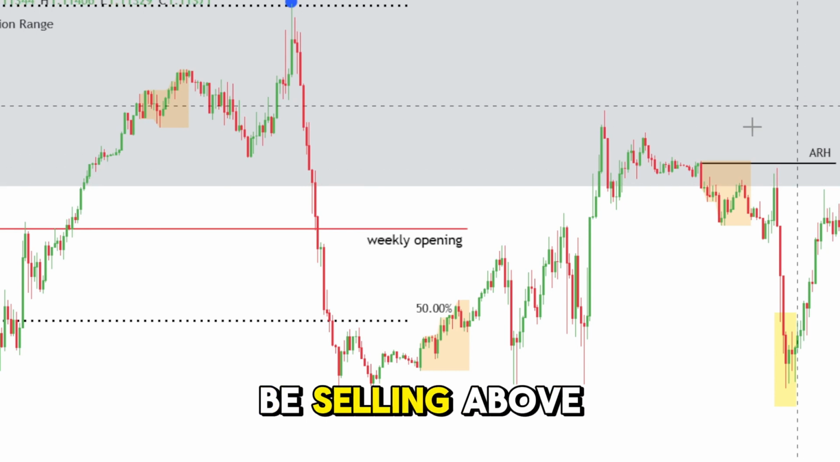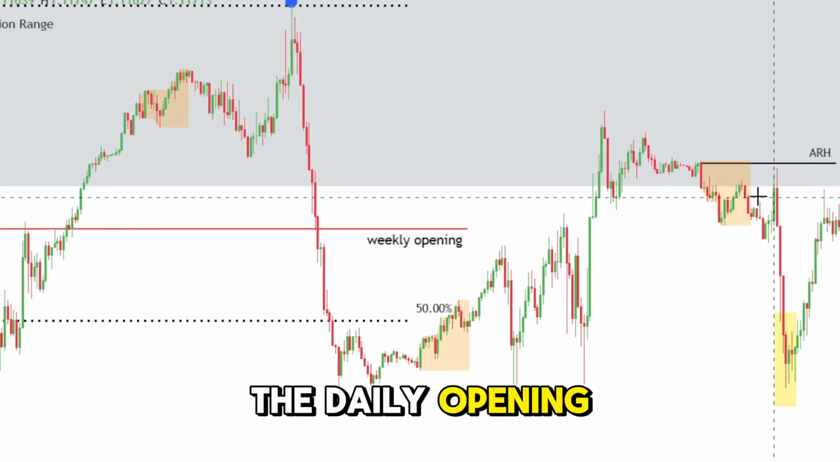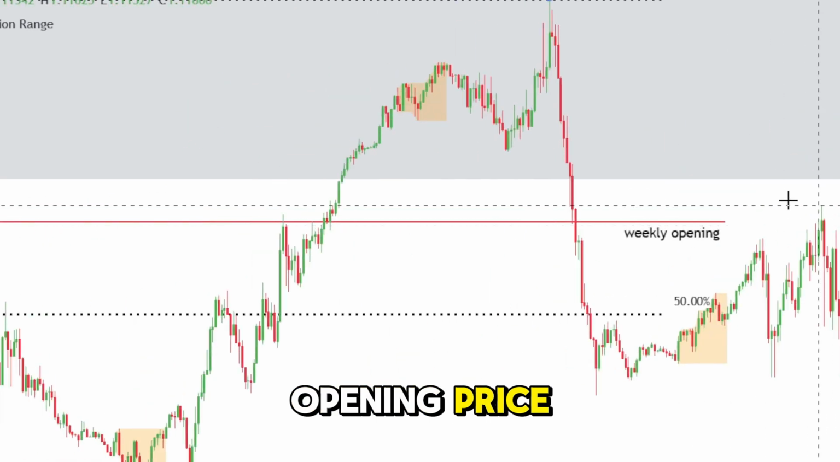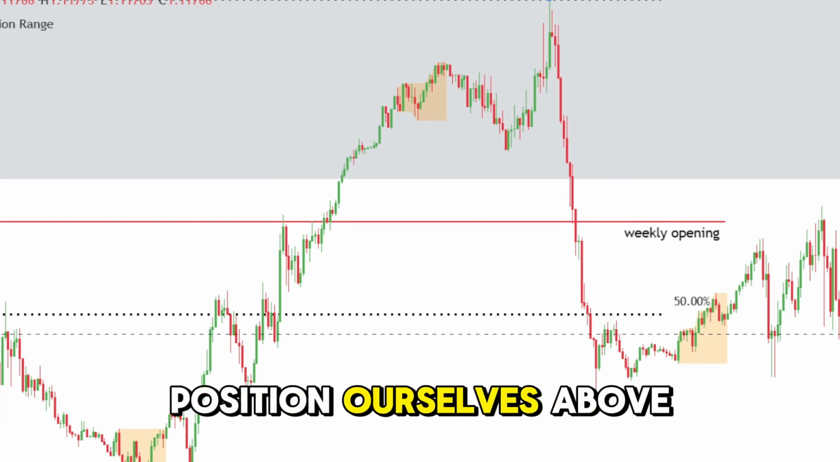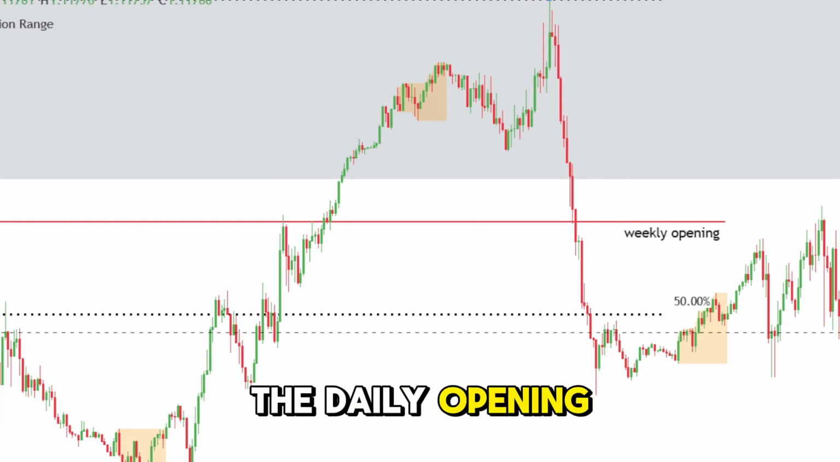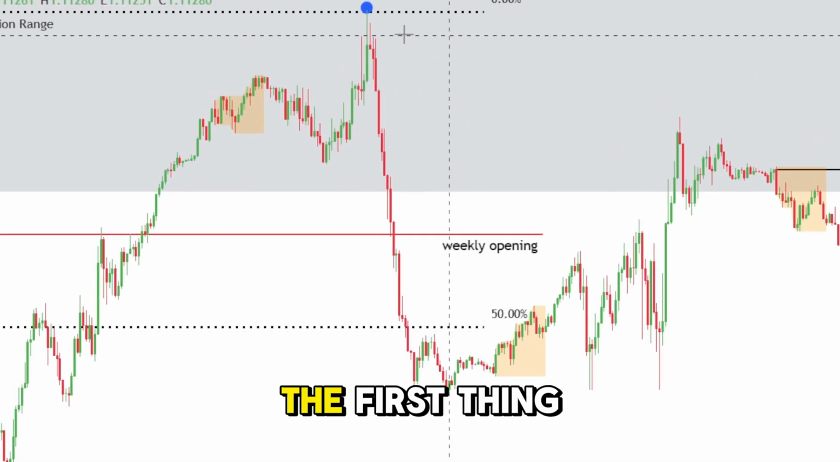Now, we want to be selling above the Asian range high, which is subsequently above the daily opening, the midnight New York opening price, and it's also above this weekly opening price. So if we can take sells and position ourselves above the daily opening and the weekly opening, this will give us a much higher probability when looking for sells. This is the first thing we want to understand.